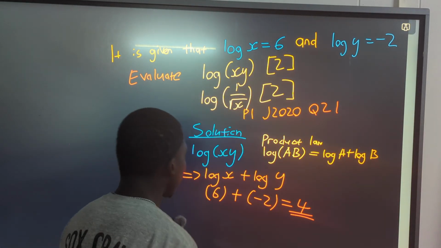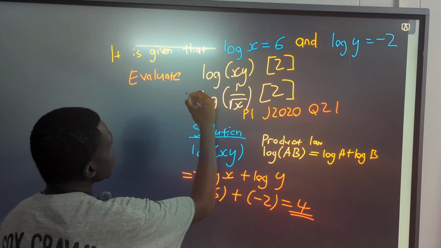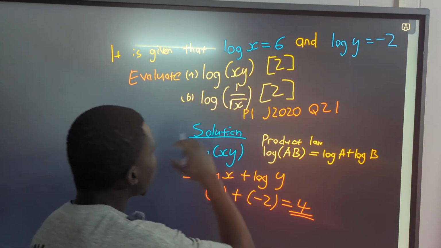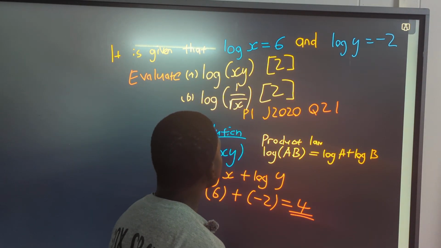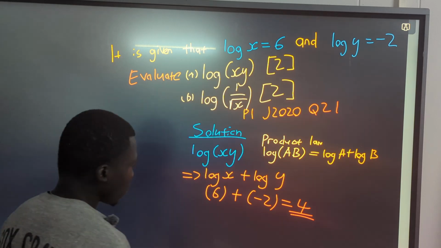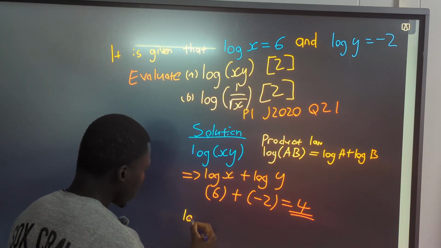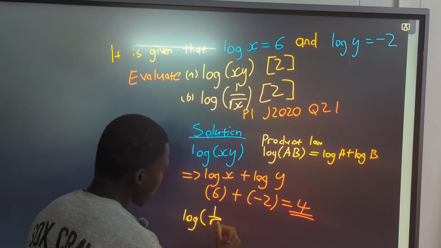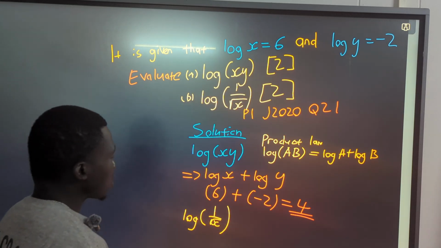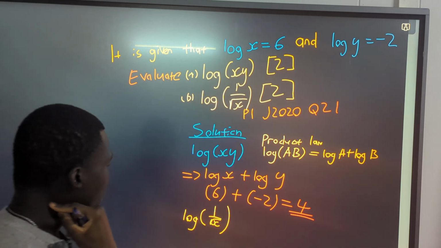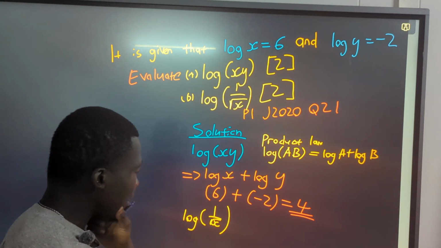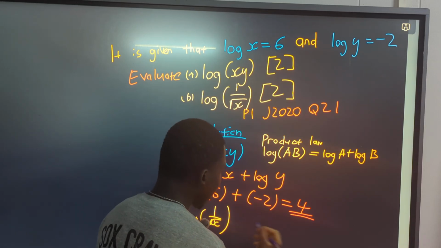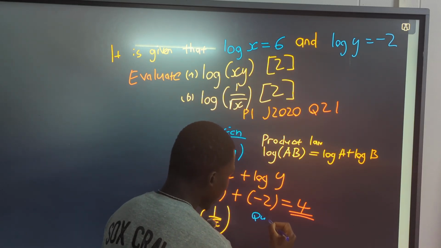Let's move on to B. For B, we were asked to evaluate log of 1 over the square root of x. So for B, we're looking at log of open bracket 1 over the square root of x. We have our arguments dividing, so that means we use the quotient law.